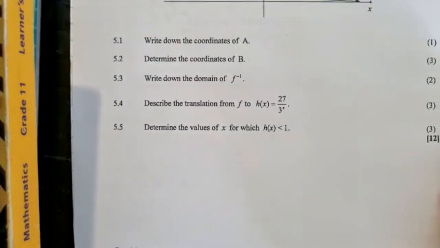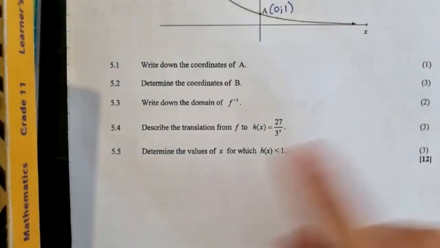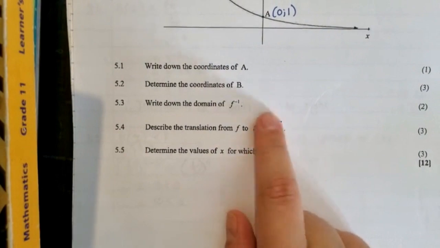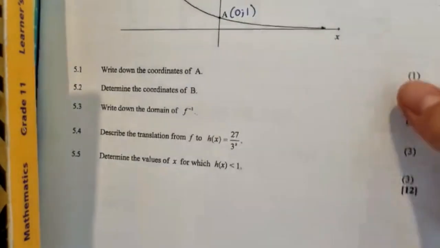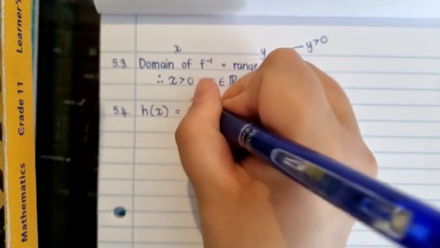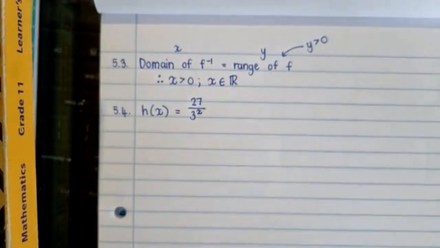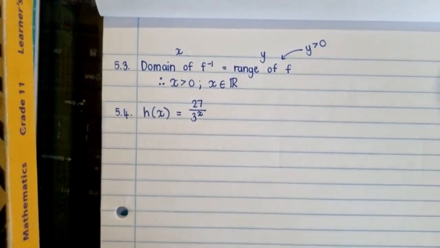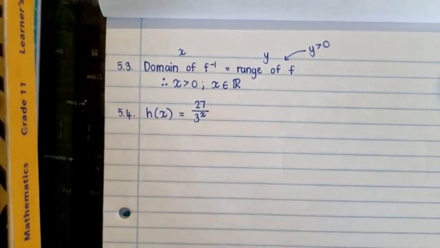Okay, now 5.4, this is an interesting question. They're saying, describe the translation from f to h, and now they're giving us the equation of h. All right, so I'm going to write that down. Okay, h is 27 over 3 to the power of x. They're saying, describe the translation from our original graph.